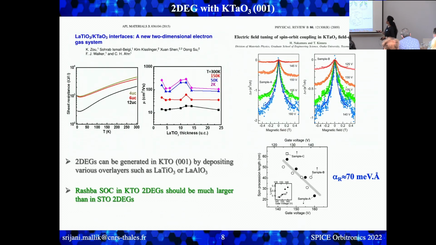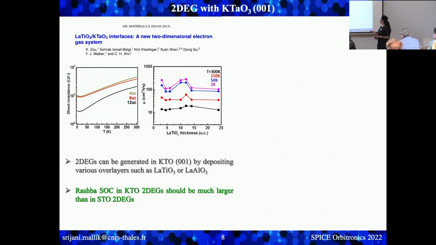And it's also possible to have a 2D electron gas in KTO. We can do similar depositions of other insulating perovskites like lanthanum aluminate, LTO, LBO, and many others.